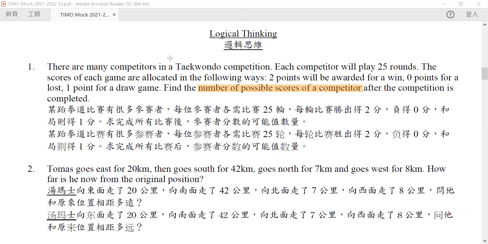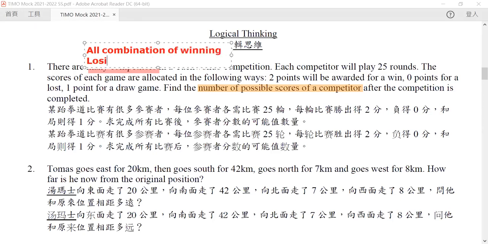Now, in here, there are some keywords. There are many competitors, which means that there are many winning and many losing, and even more draws. So, which means that all the combinations are possible. All the combinations of winning, losing, and drawing are possible.